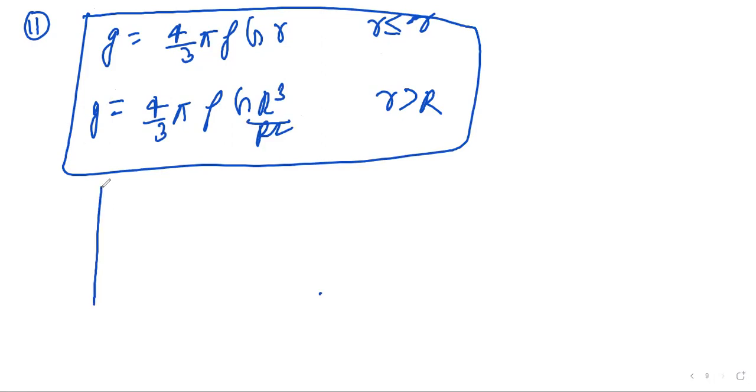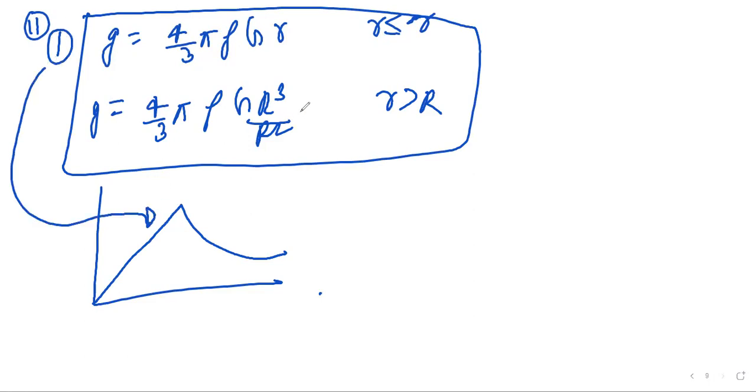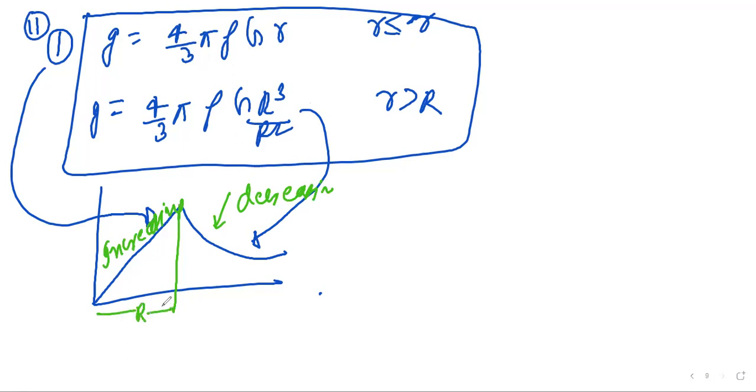So you will get option B. Above the earth's surface, it first increases, then it decreases. This is for the first part, and this is for the second. The first one is an increasing graph, and this one is a decreasing graph. So g first increases, then decreases. This is the relation between g and r.